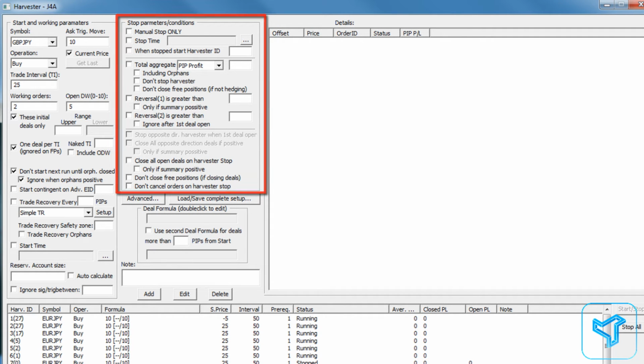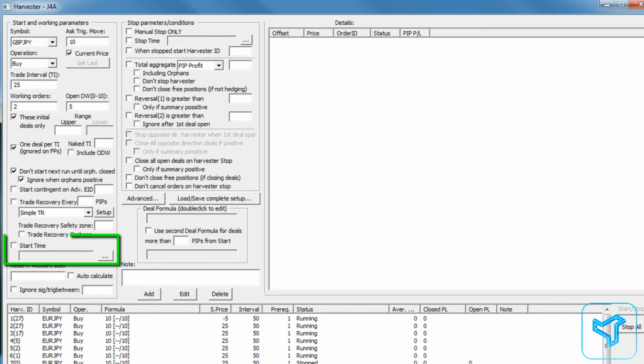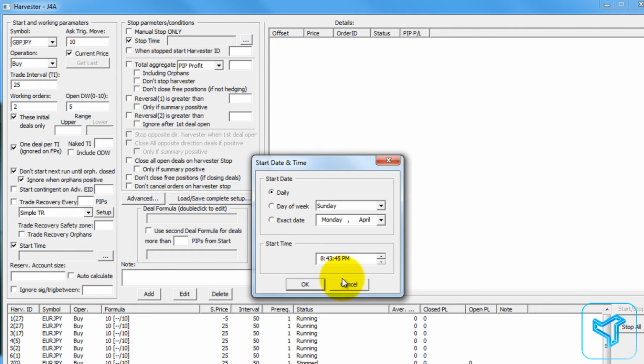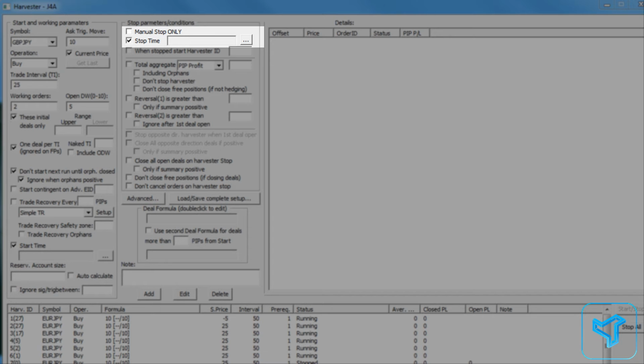There are several ways that we can stop the harvester. We have the option of selecting a start time and a stop time if there are periods that we do or do not want the harvester trading. We can also opt to only stop the harvesters manually by clicking this box here.